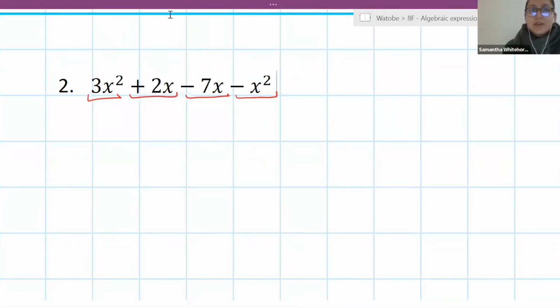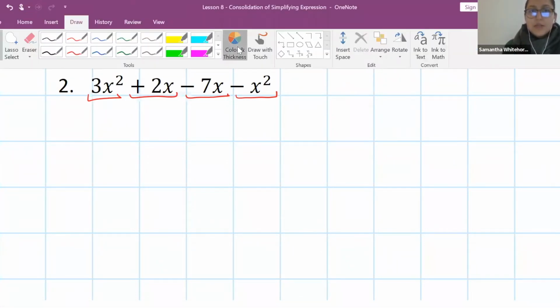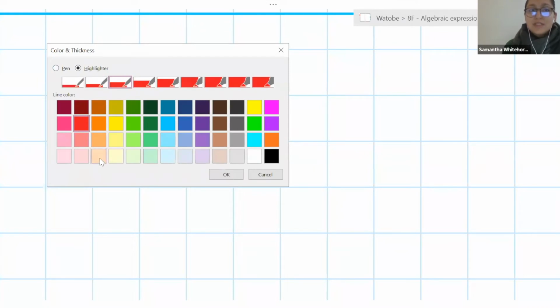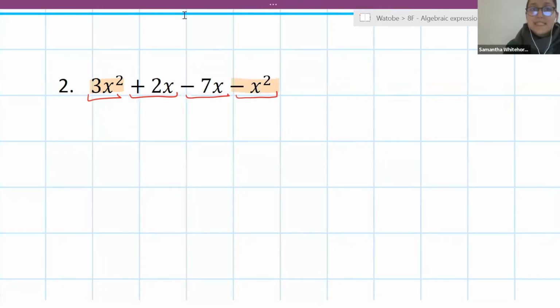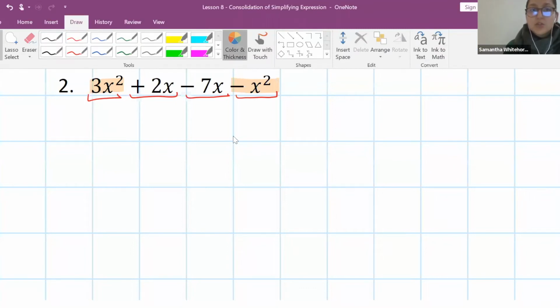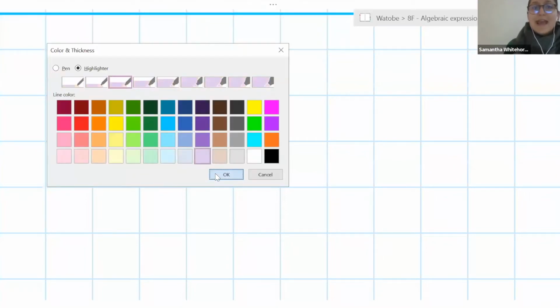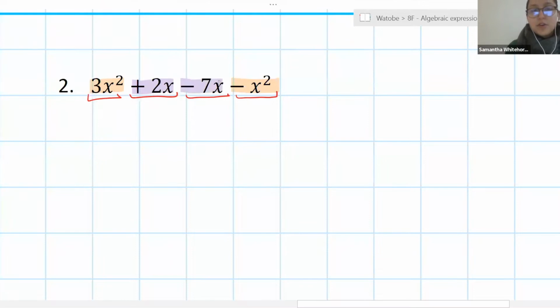So my next step now is to identify my like terms. Remember, like terms have the same variable and exponent. So 3x squared and minus x squared are like terms, but in a completely separate group, I've then got the 2x and the minus 7x. They have to be different because those x's do not have the exponent of 2. They don't have the squared. And so because the exponents are not the same, they're different groups of terms.